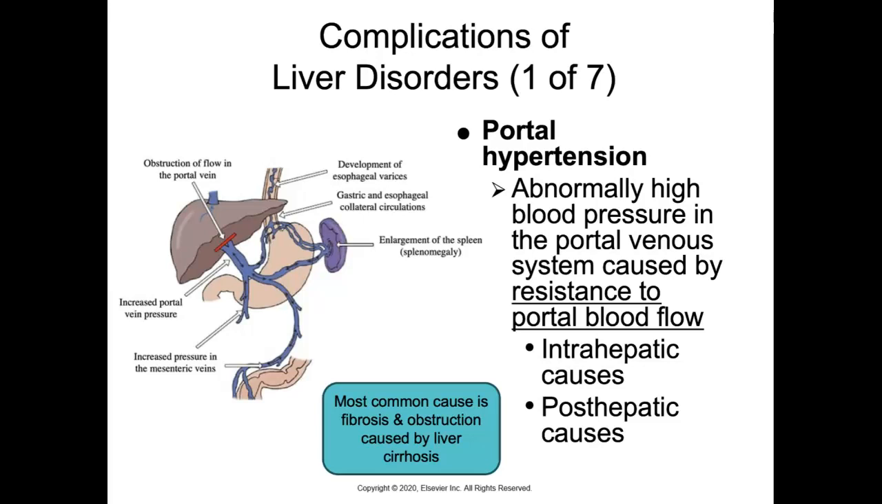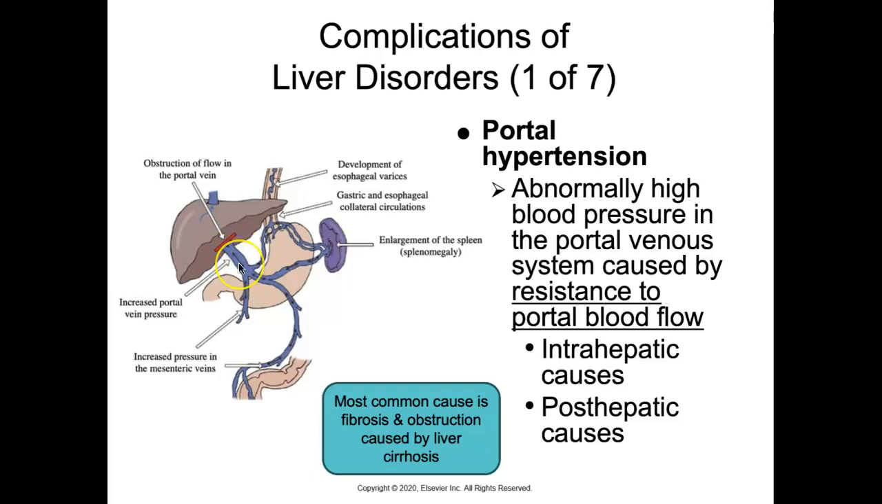So let's start off with portal hypertension. This is when we have abnormally high blood pressure in the portal venous system that is caused by a resistance to portal blood flow. So if you remember from our previous video, we were talking about the veins here in the abdomen that are draining the intestines, the stomach, the spleen, and they're essentially all going to drain back to our hepatic portal vein.